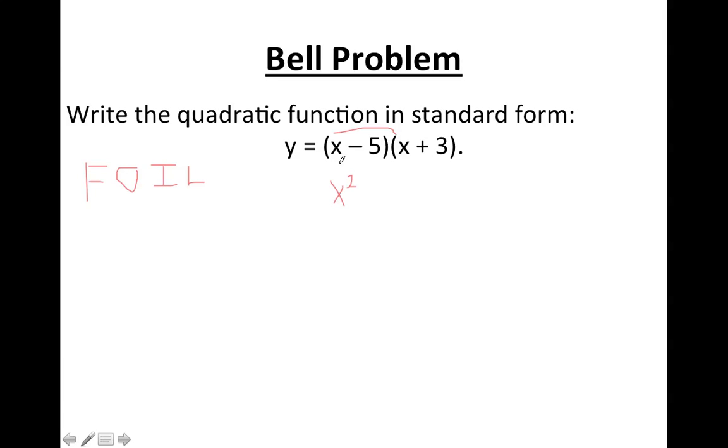And then outside are the outside two numbers of our parentheses. So x times 3 is 3x. Then inside are the inside two numbers, so negative 5 times x is negative 5x. And last, or L is last, are the last two numbers in both parentheses. So negative 5 times 3 is negative 15.